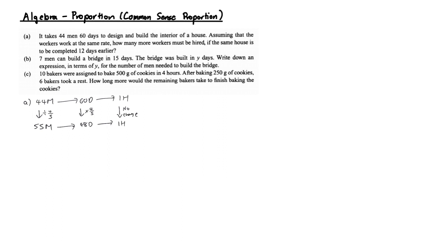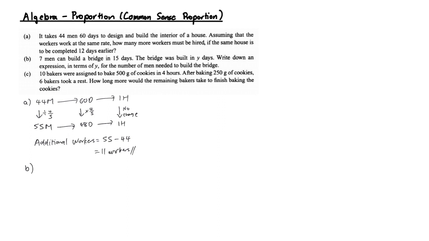Now, read the question properly. How many more workers? So additional workers will be what you have now, 55, minus what you originally have, 44. That's 11 workers. Okay, that's the answer for A. Quite straightforward. If you do the common sense method, you can get the answer quite fast.